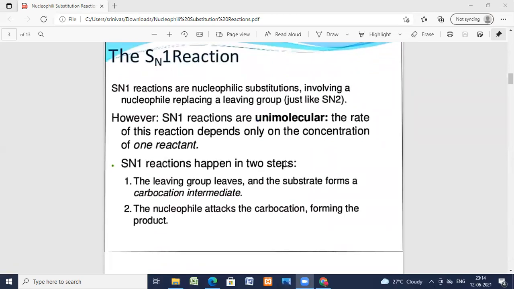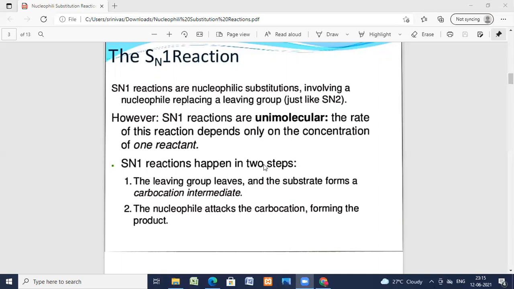SN1 reactions are nucleophilic substitutions. They involve a nucleophile replacing a leaving group, just like SN2. SN1 reactions are unimolecular. The rate of this reaction depends only on the concentration of one reactant. SN1 reaction happens in two steps.